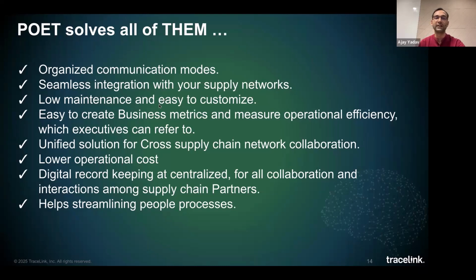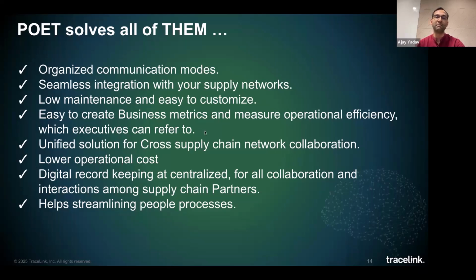And Poet comes with a capability which is easy to customize and build. For example, tomorrow if you get a need that, okay, I want to add clinical trials to track all the stages, I want to create a process on this on Poet. It just takes a week's time to get that built and rolled out to production. It doesn't take months or years to really digitize those processes in Poet. It's just a matter of a few days only.